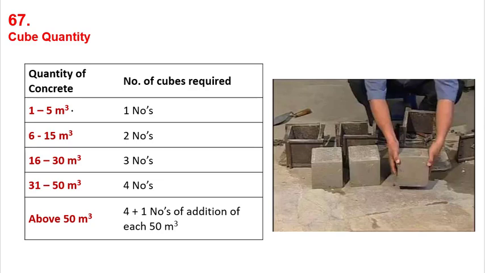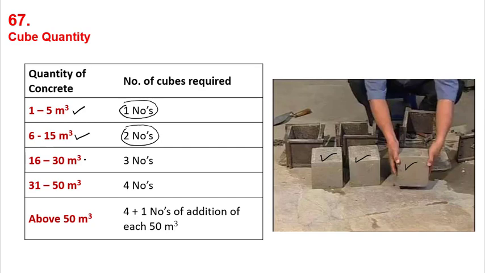from 1 to 5 meter cubes, then just one cube is required. If the range of the concrete which you are pouring on site is 1 to 5 meter cubes, then the required number of cubes is 1. And if the concrete quantity is between 6 to 15 meter cubes, then you need to make 2 cubes, right? Cubes, as you can see in the picture, these are the cubes.